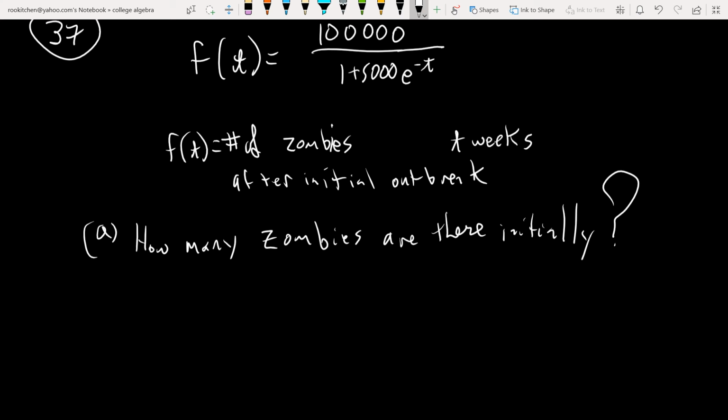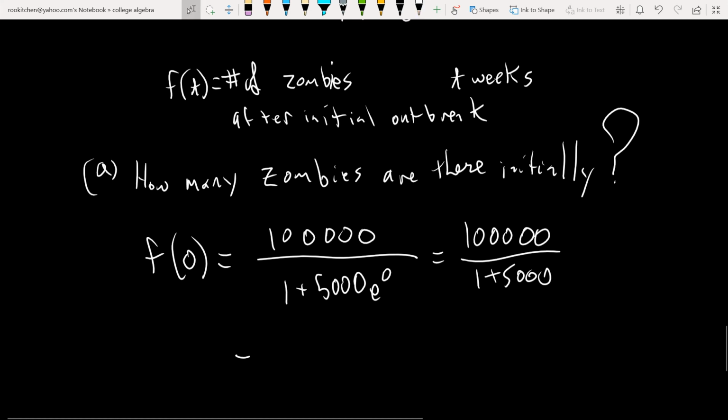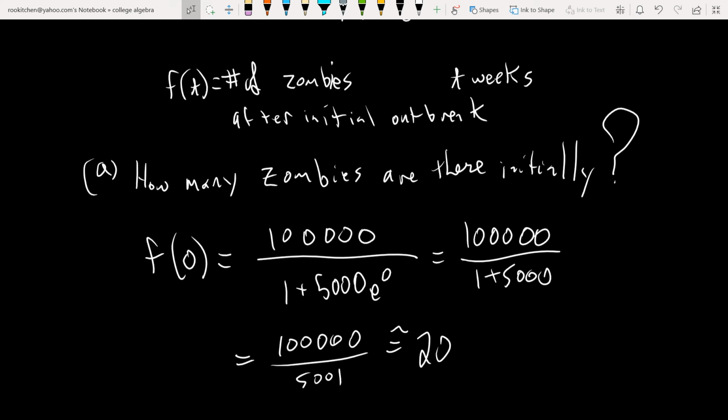Okay, so how do I figure that out? Well, you're just going to put 0 in for t, right? So times 0. We have 1 plus 5,000 e to the negative 0. Negative 0 is just 0. Okay, so that'll equal 100,000 all over 1 plus 5,000. And then that'll equal 100,000 all over 5,001, and that's approximately 20 zombies, or 20 people.